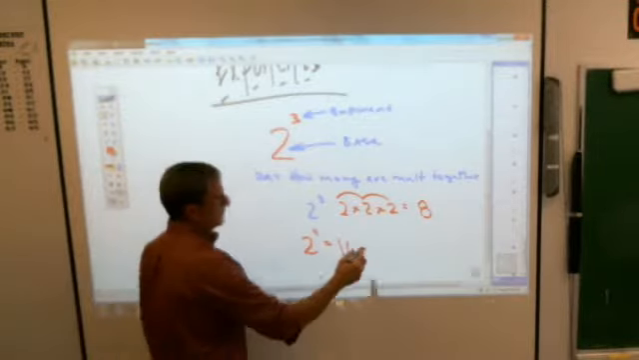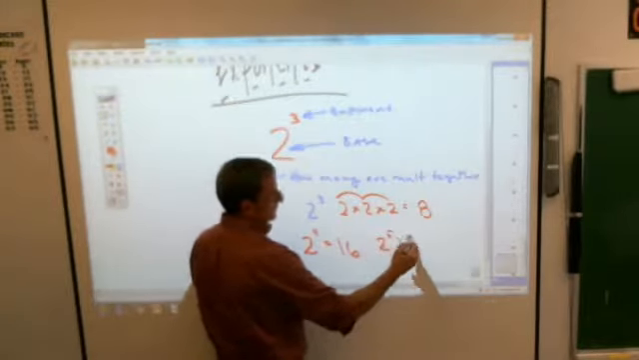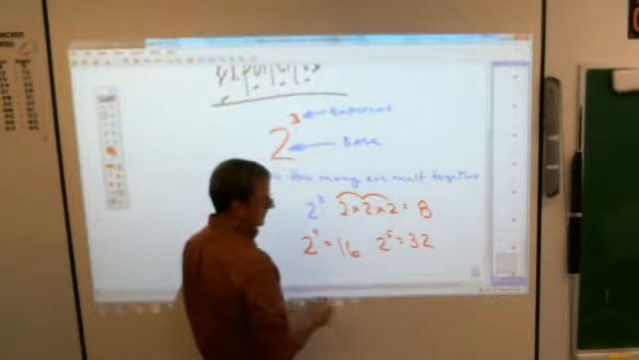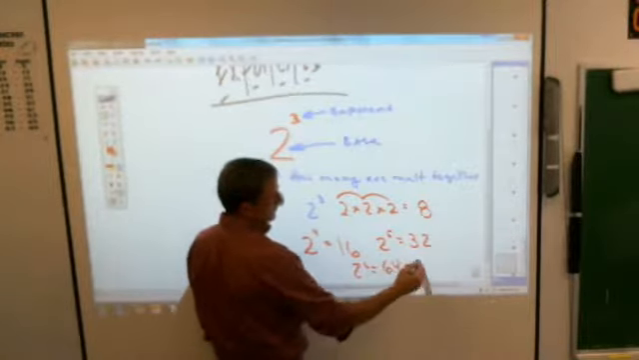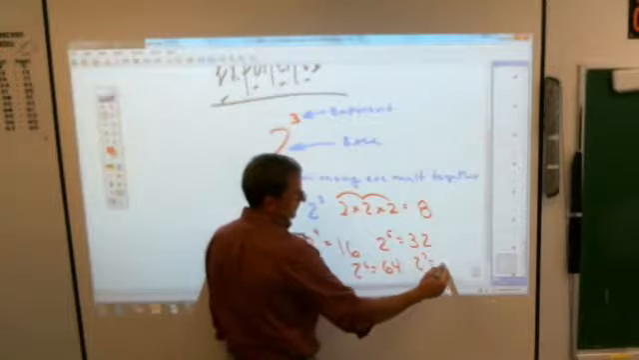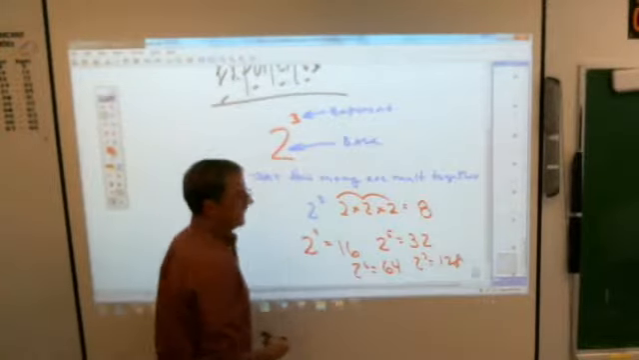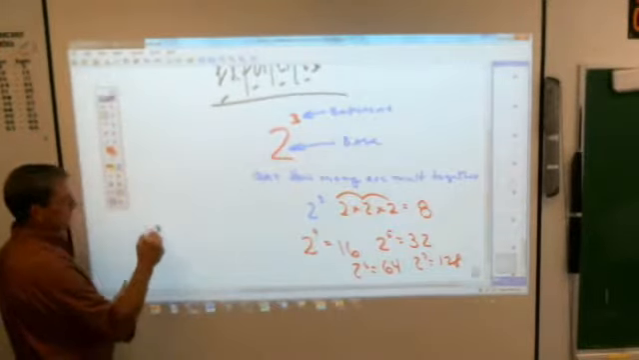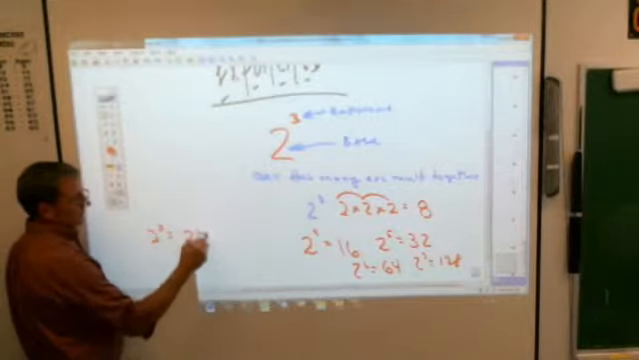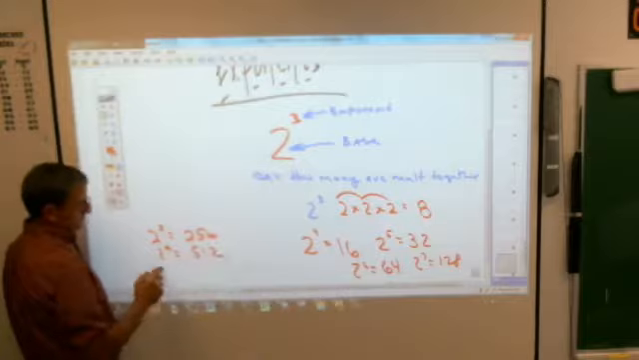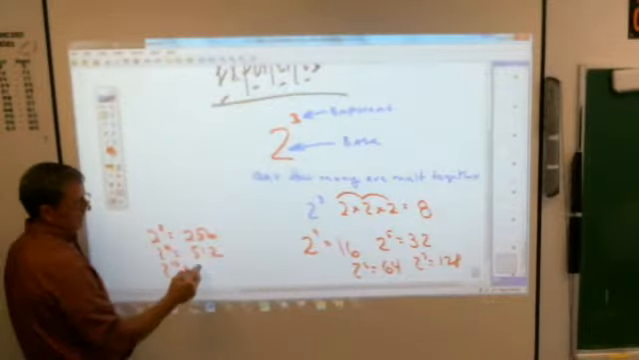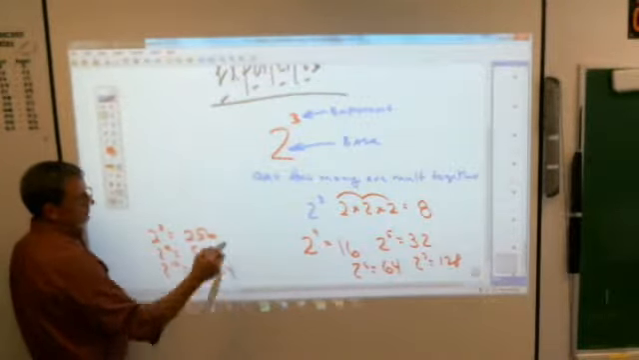2 to the 5th power is 32, and that's still not very big, correct? 2 to the 6th power would be 64. 2 to the 7th power, 128. Now you're starting to grow a little faster. 2 to the 8th power, 256. 2 to the 9th power is 512. 2 to the 10th power is 1024.